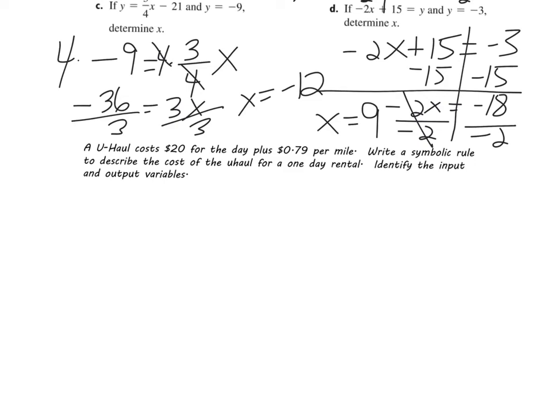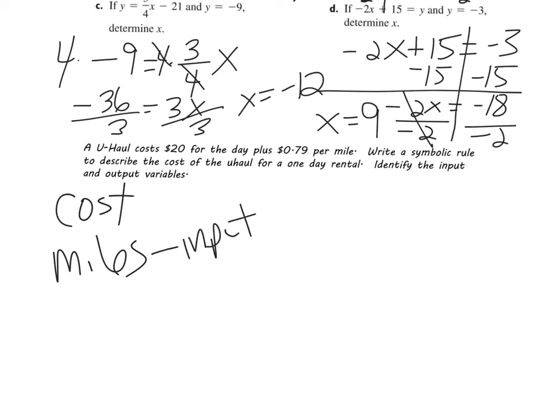A U-Haul costs $20 for the day plus 79 cents a mile. You're going to write a symbolic rule to describe the cost of the U-Haul for 1 day rental. Identify the input and output variables. So there are two things going on here. One of them is cost. The other one is miles. One affects the other. So hopefully you're identifying the miles as the input because however many miles we drive affects the cost, so the cost is the output.